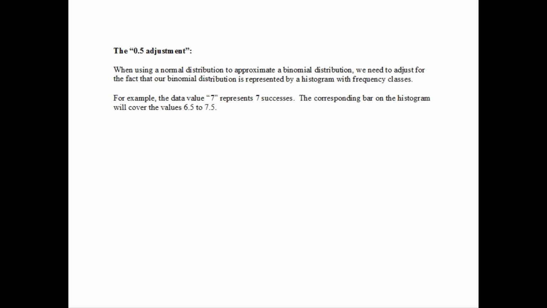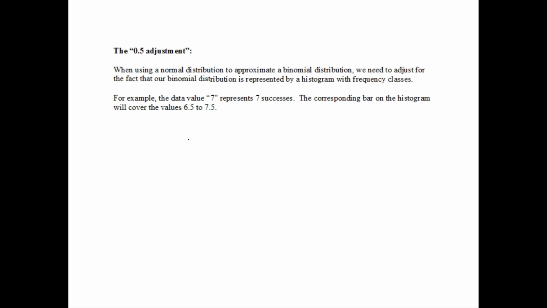Another thing that we have to do when we use a normal distribution to approximate the binomial is adjust for the fact that the binomial distribution only takes on integer values, because the values represent the numbers of successes, whereas the normal distribution is a continuous distribution. There's something that we call the 0.5 adjustment that we do to account for this, and you will see how this works when we get to an example.